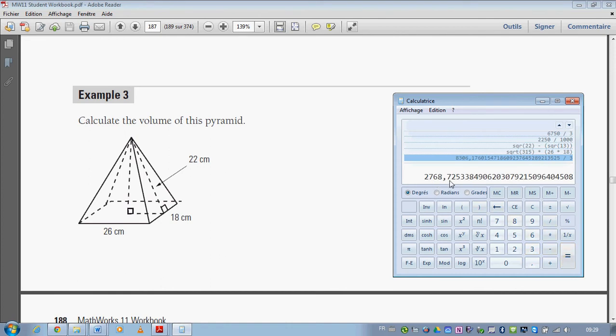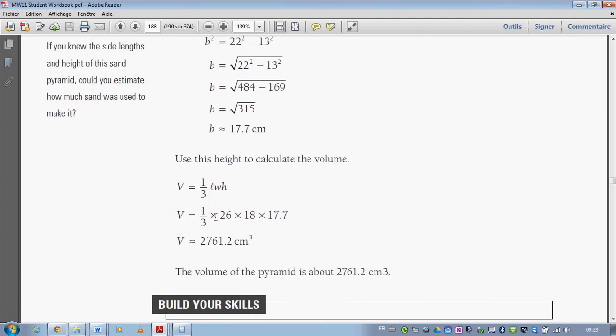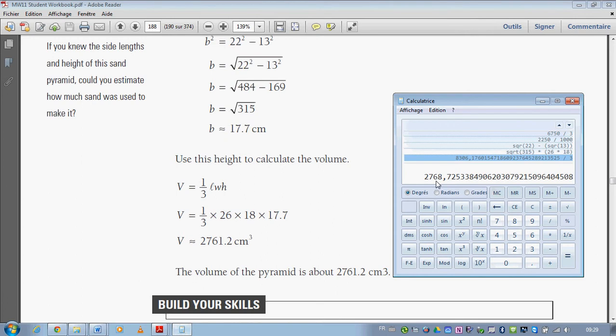So I got 2,768.73. So they went and got 2,761.2. And the reason that our values are so, well, not that different, but the reason why my value is actually the better value is because I went and used the exact value for the height.